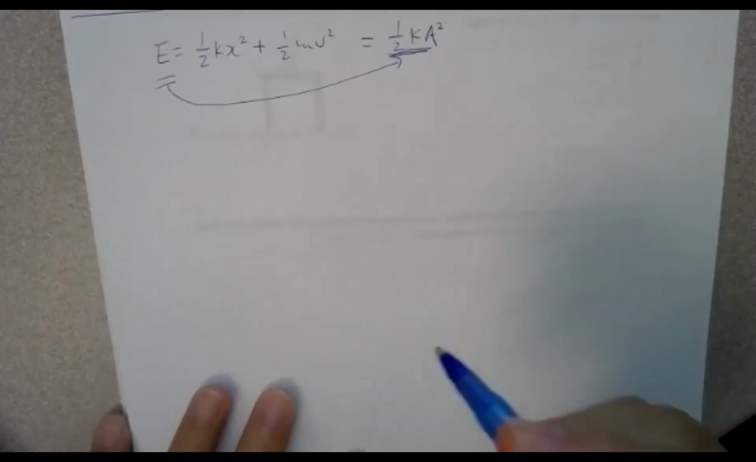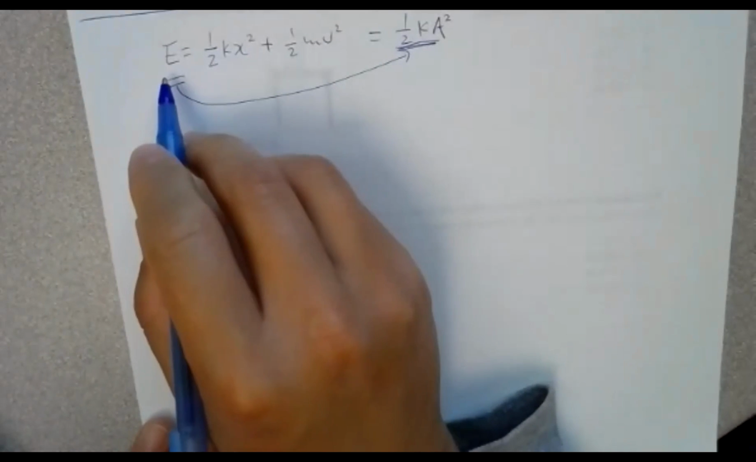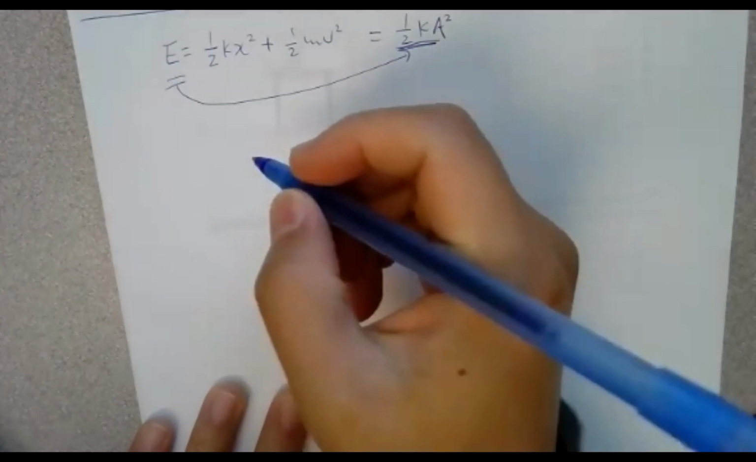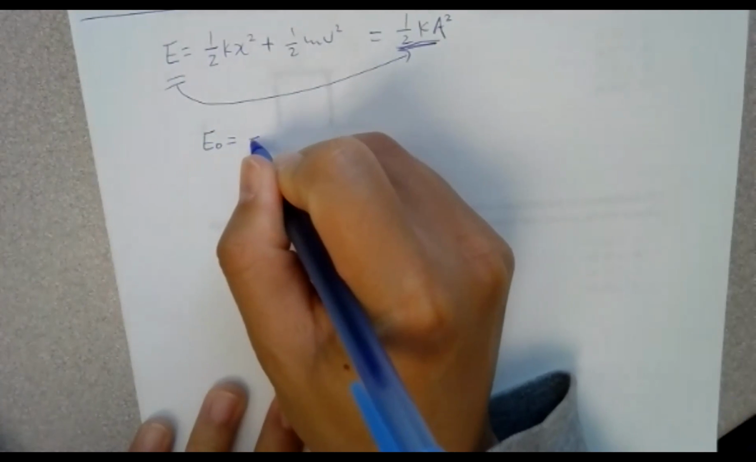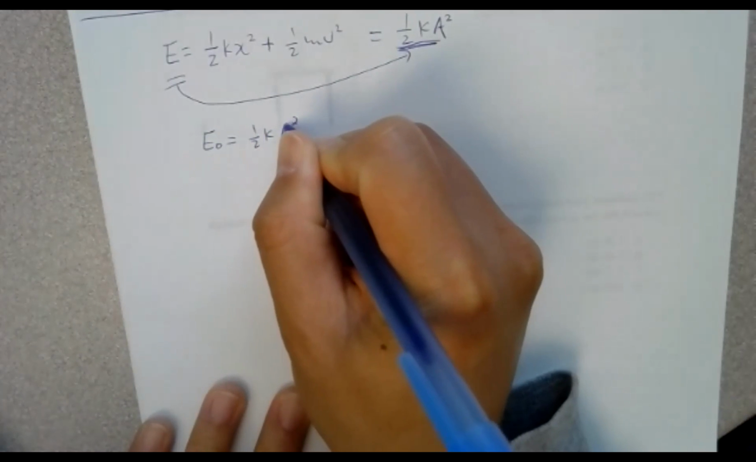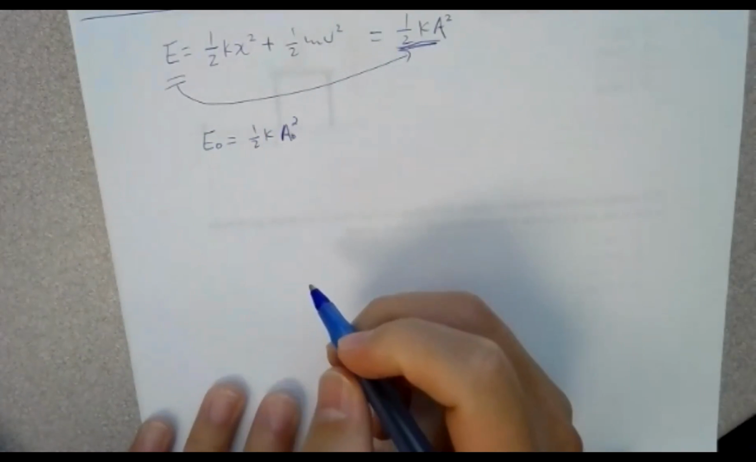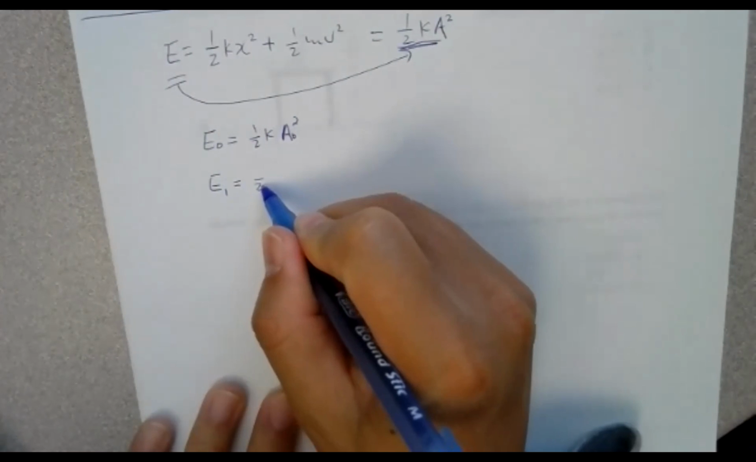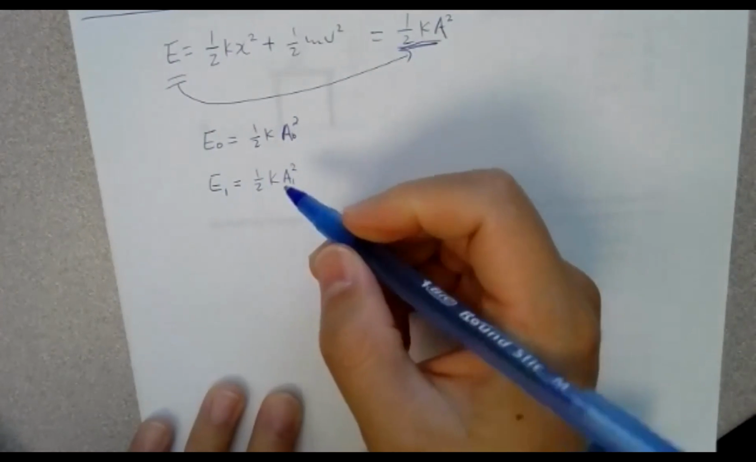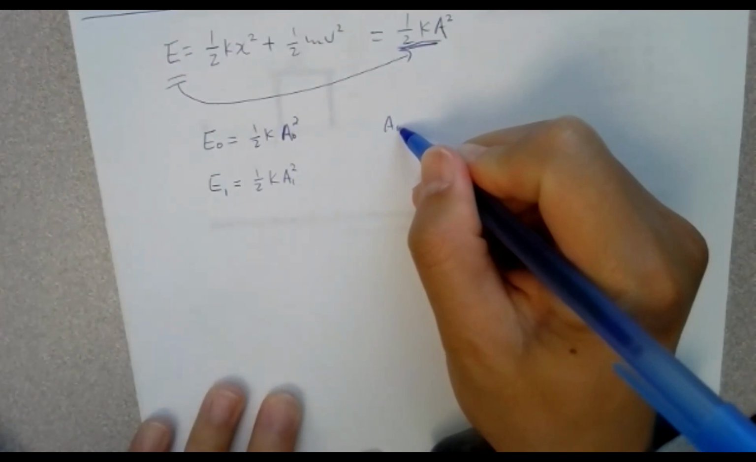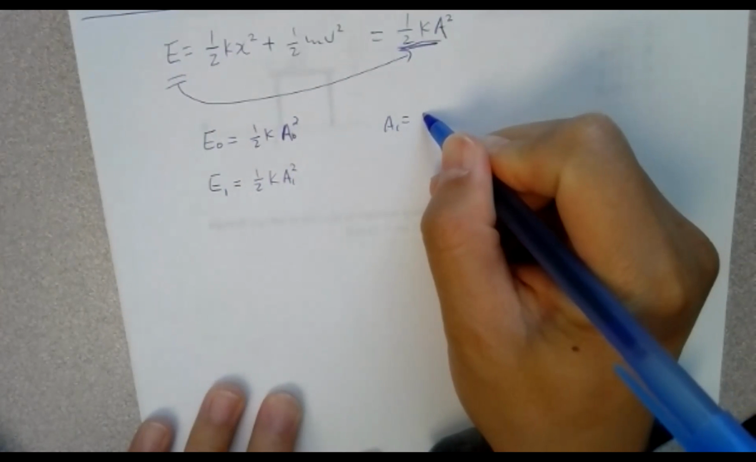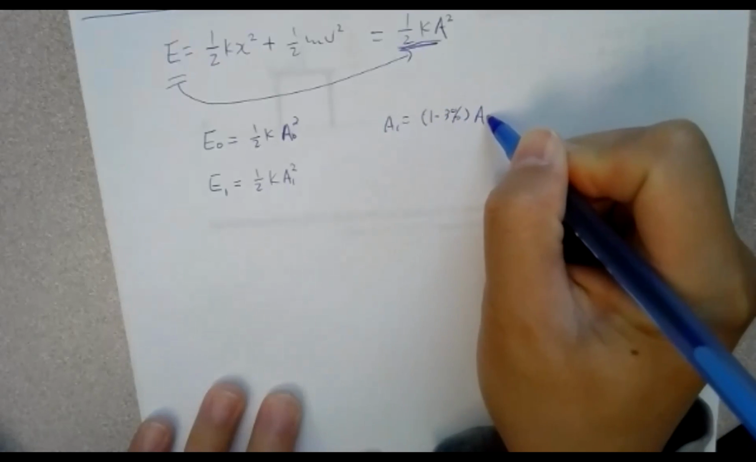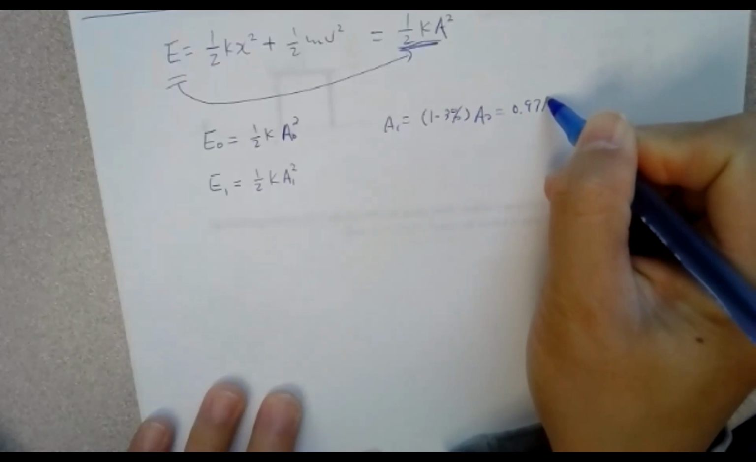All right, so let's take a look here. As I said, you can relate E as 1/2 k a squared. So the initial mechanical energy will be 1/2 k A0 squared, where we use A0 for the initial magnitude. After one cycle, let's call it E1, that should be 1/2 k A1 squared. Now A1 will be 1 minus 3%, times A0, which is 0.97 A0.